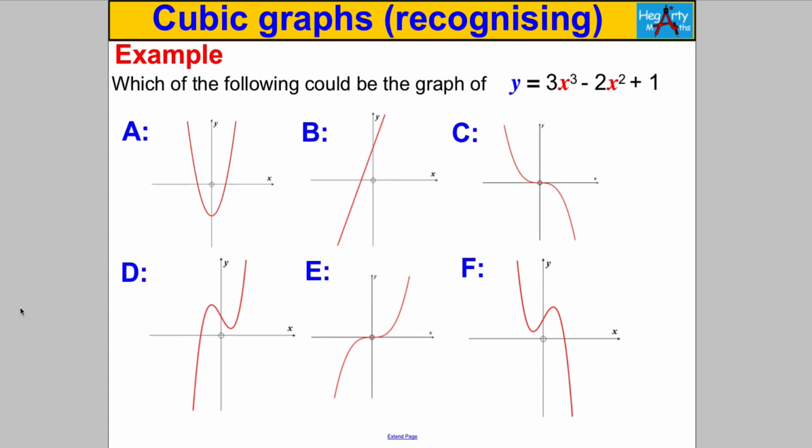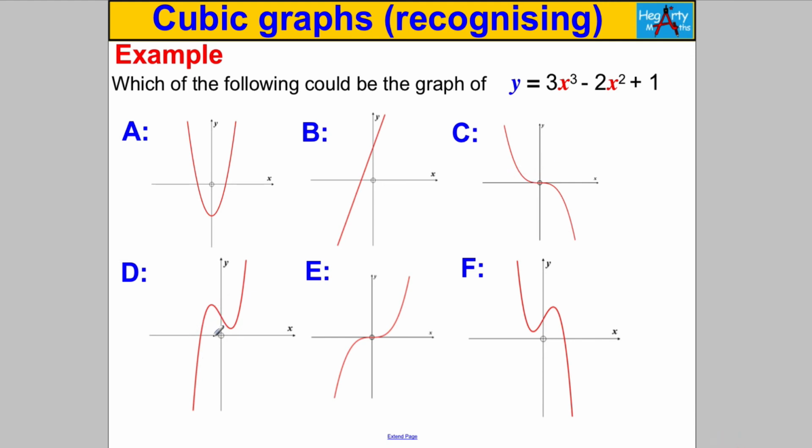Which of the following could be this graph here? Y is 3x cubed subtract 2x squared add 1. Pause the video, have a think. Again, couldn't be this, quadratic. Couldn't be this, straight line, linear. Couldn't be this, this is a negative x cubed graph.